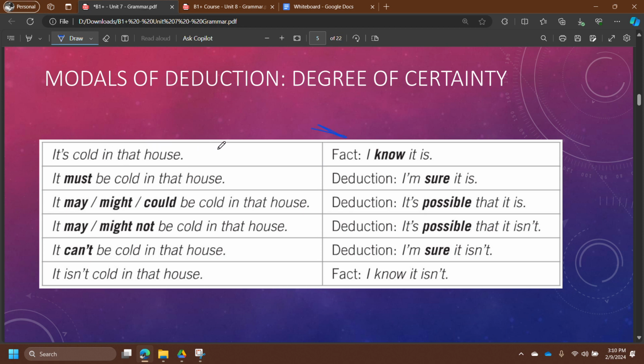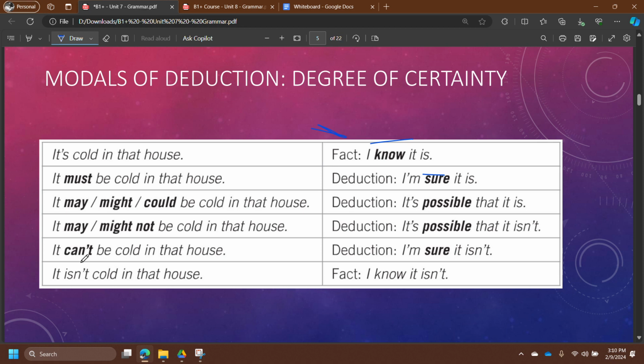So this is a fact: it's cold in the house. It means I know it is. But if you say it must be cold in that house, it means I'm sure it is. How sure? Of course, it cannot be 100%, but it might be even near 99%. Or this one, it may or might or could be cold in that house. It means it's possible that it is. Or it may or might not be cold in that house. It's again possible.